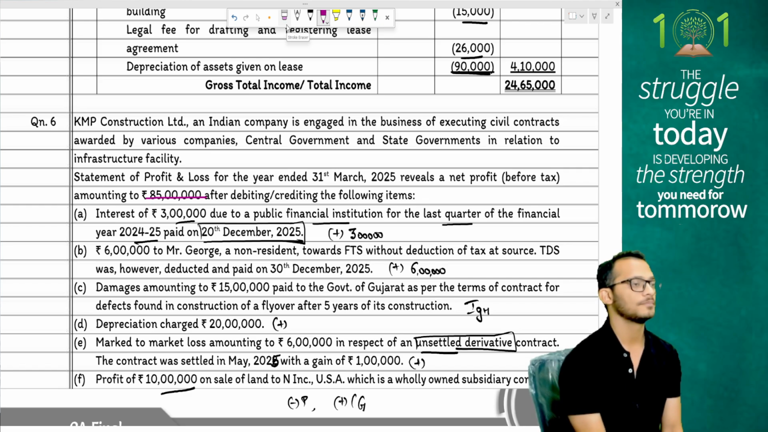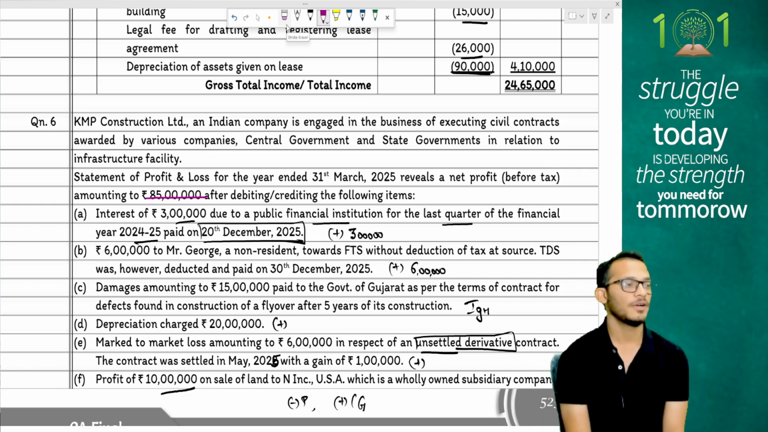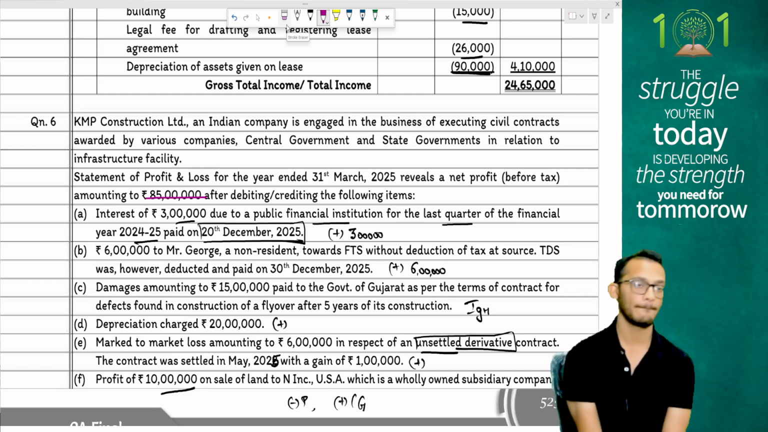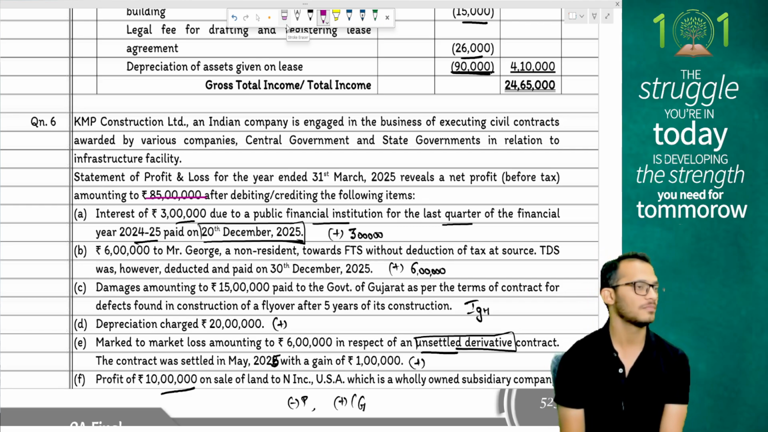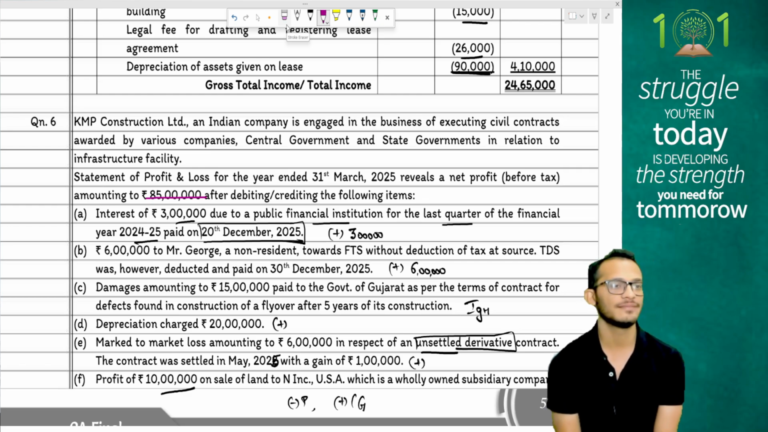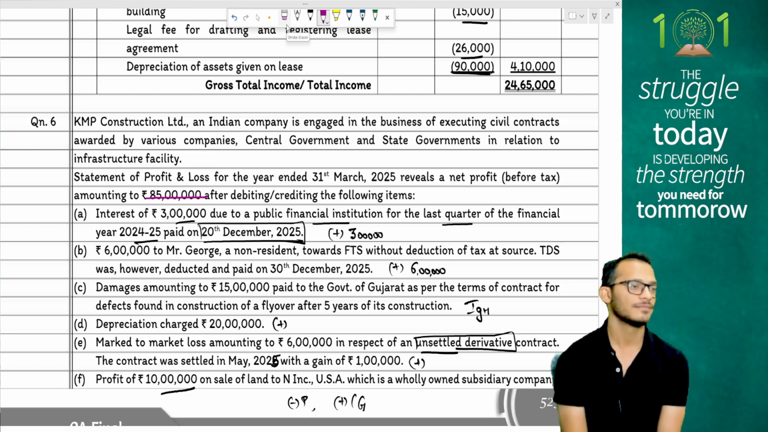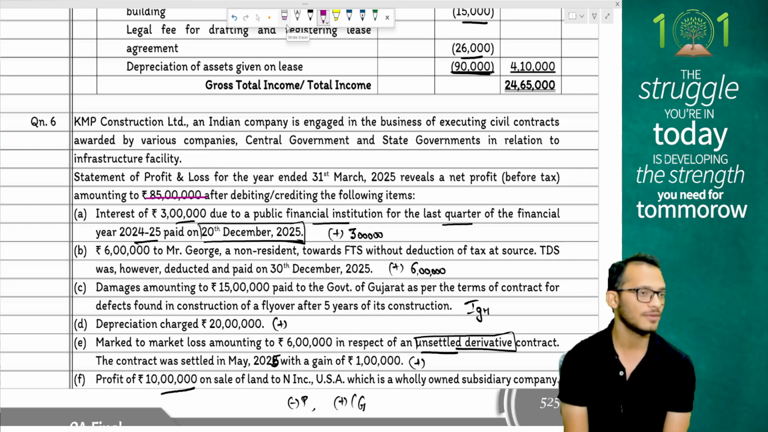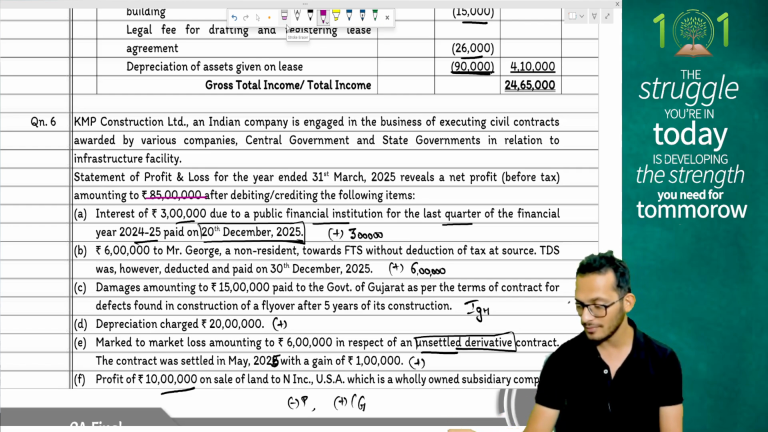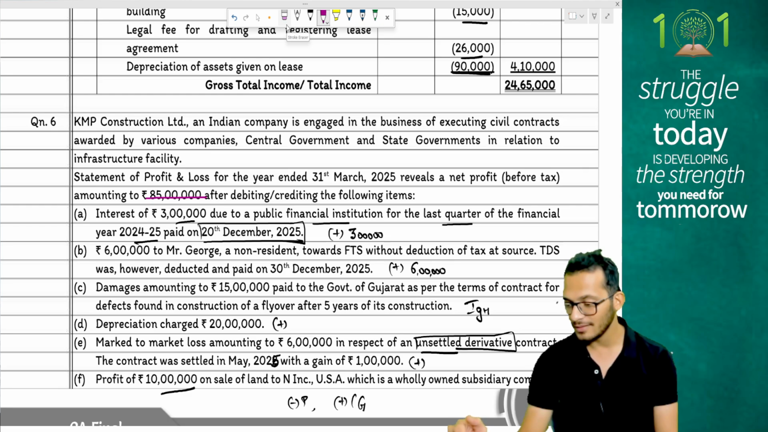Point number B. Give me a side heading. Never give the provision in the heading. Either you can say payment to George, or payment to non-resident, or FTS to George, whatever makes sense to you. Any heading is fine. Three paras.